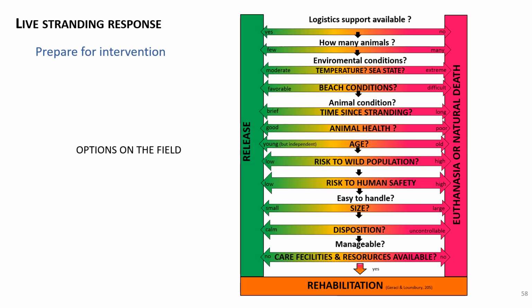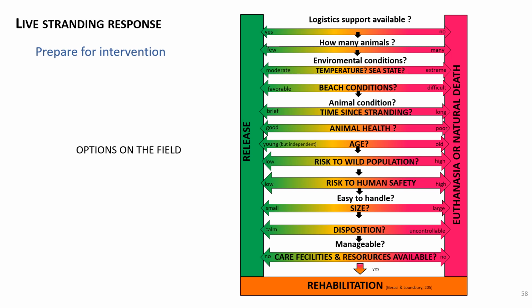And here are some questions that we need to ask on the field to make a better decision, whether we need to release the animal, decide for rehabilitation, use euthanasia, or let a natural death occur. We need to ask if there is logistic support available, yes or no. How many animals, few or many. Environment conditions, what about the temperature or the sea state? Is it moderate or extreme? What about beach conditions, are they favorable or difficult? What about the animal condition? The time since stranding is really important. If it's brief, we can think about release. If it's long, we need to think about natural death or euthanasia.